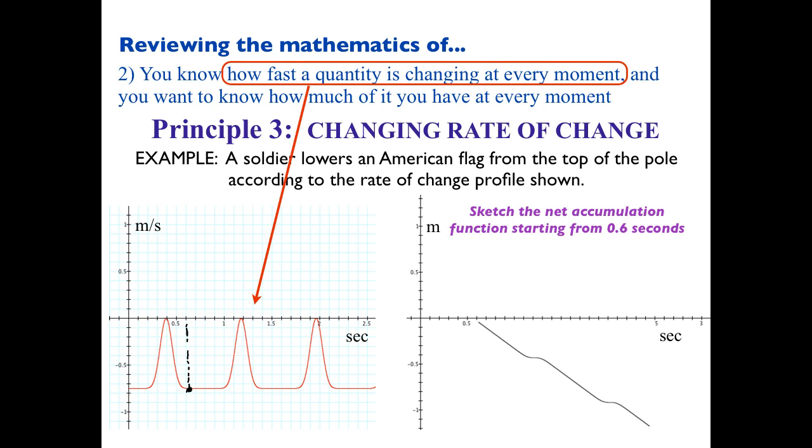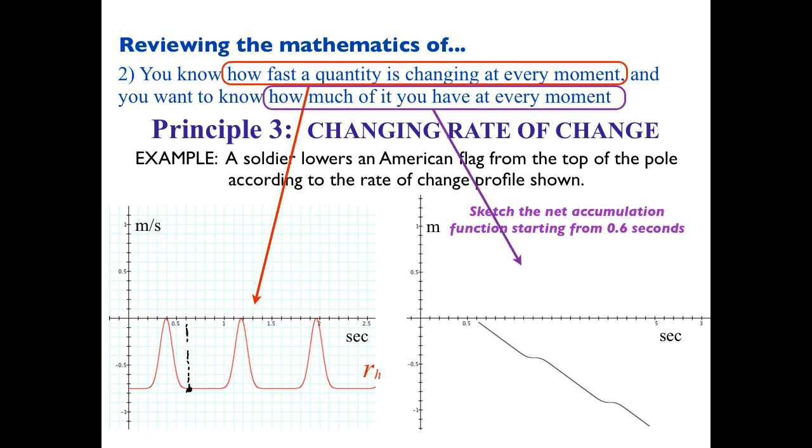Okay, and what about, you want to know how much of it you have at every moment? Maybe we think of how much of it you have at every moment as just the height of the flag at that time, right? But would you agree that the height of the flag is very closely related to how much change we've had? So it'd be one easy step to get from amount of change to height. In terms of the rate of change, our notation for that would be this exact rate of change function, r sub h. We're interested in the height function, so the rate for the height, the exact rate of change.